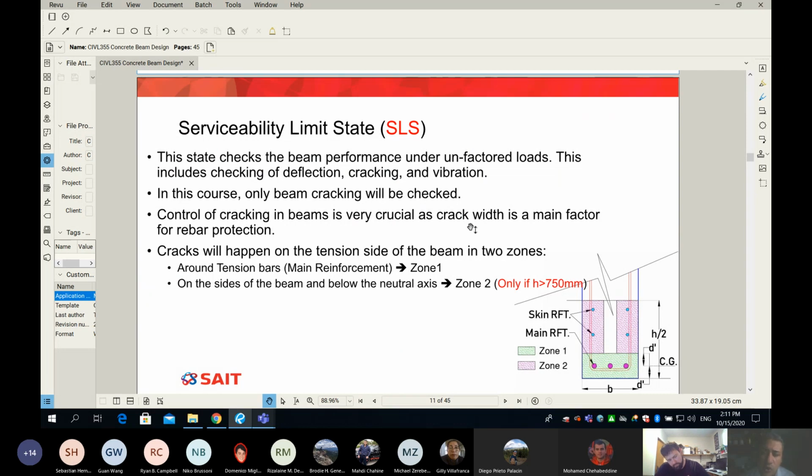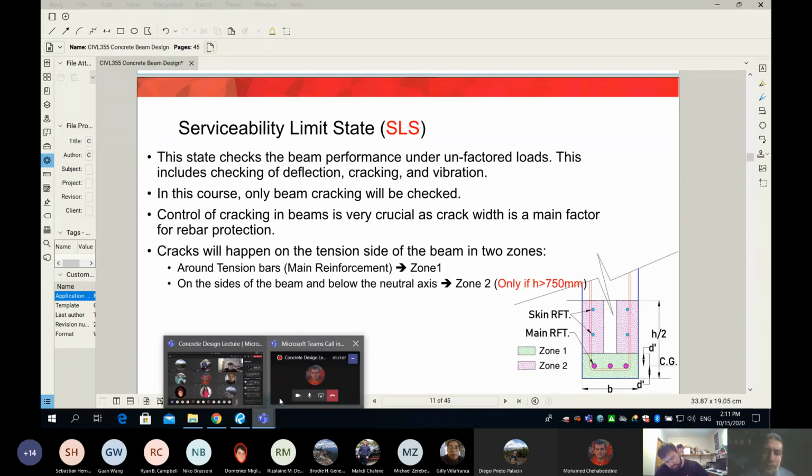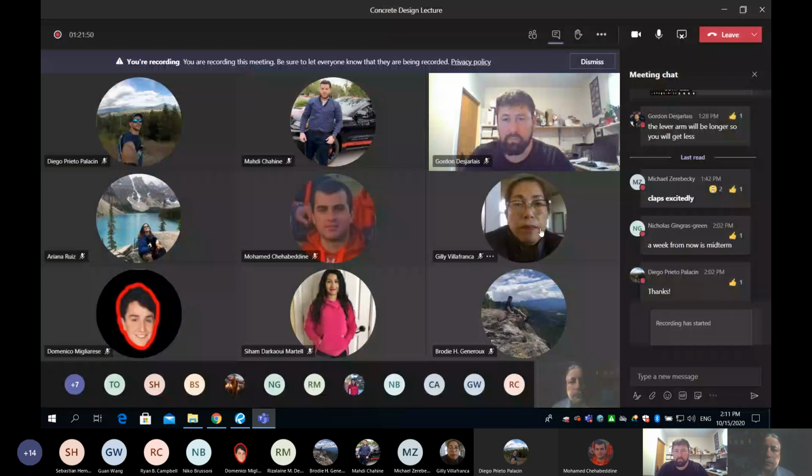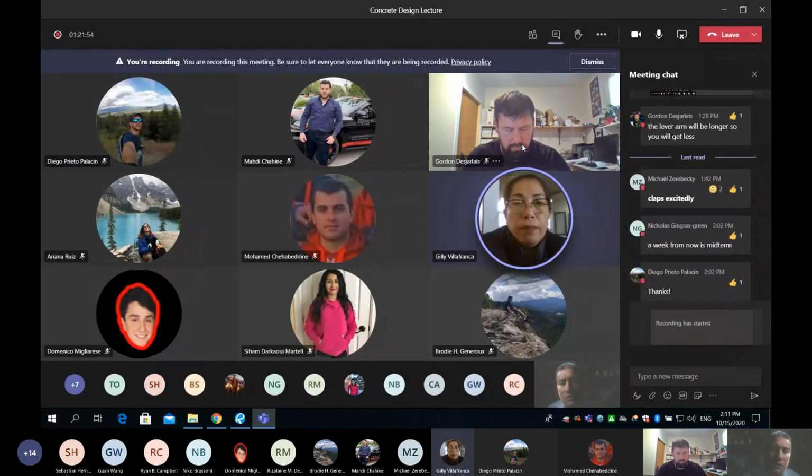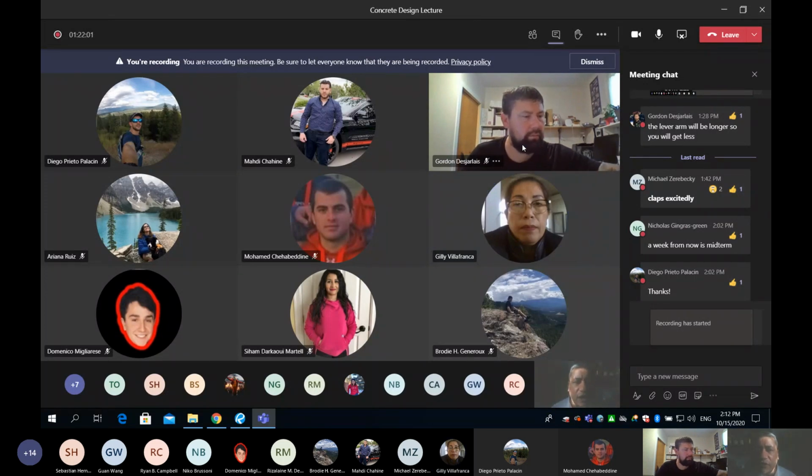If you're doing a steel course, I bet by now you know what SLS means. Every steel beam you design, you simply have to check deflection. Yes or no? Yes. And when we say check deflection, what do we do exactly? Are we checking the failure? Not really. We're checking how much the beam deflects every day.